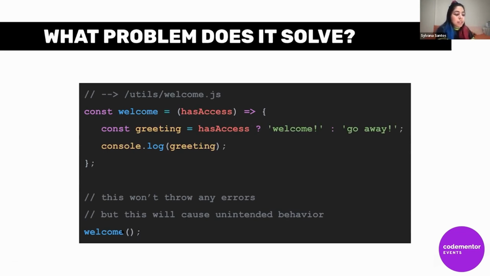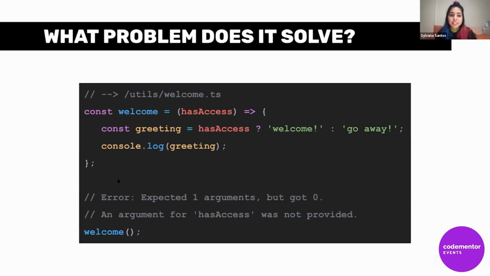So somewhere in our code, we have called welcome and our engineer who refactored our function forgot to update that use case. And so they run the application, but they don't get any output. There's no crash on the app. There's no errors. So they assume that everything is fine. But I think we can all agree that this would result in some unintended behavior because we would always be logging go away. We would never log welcome because we're not giving it that parameter. So this isn't great.